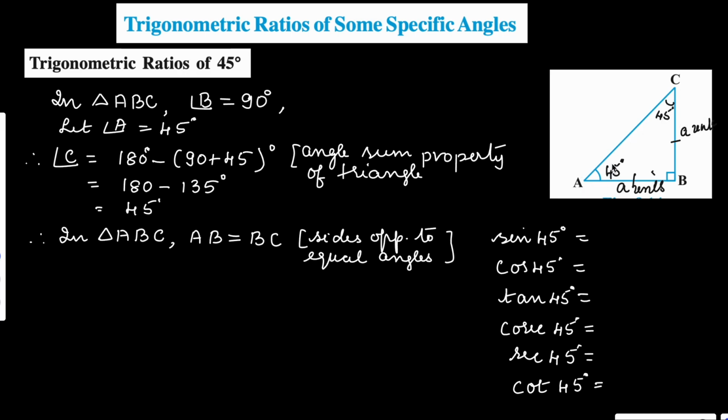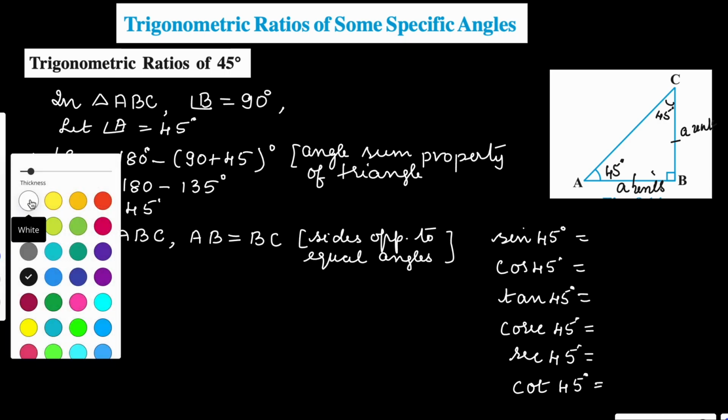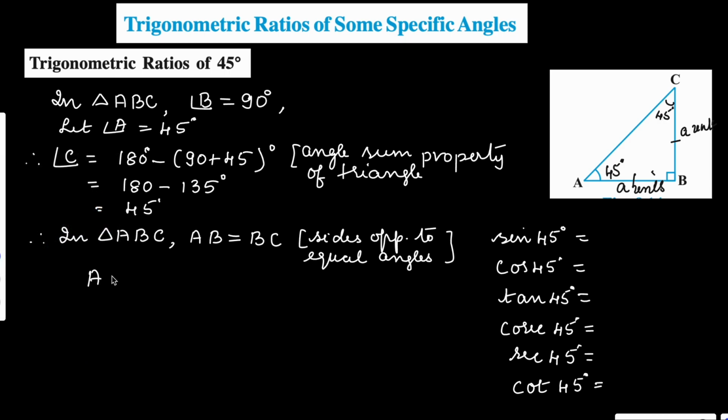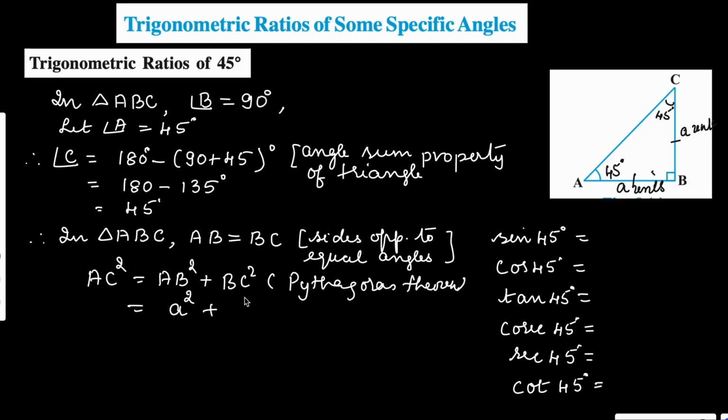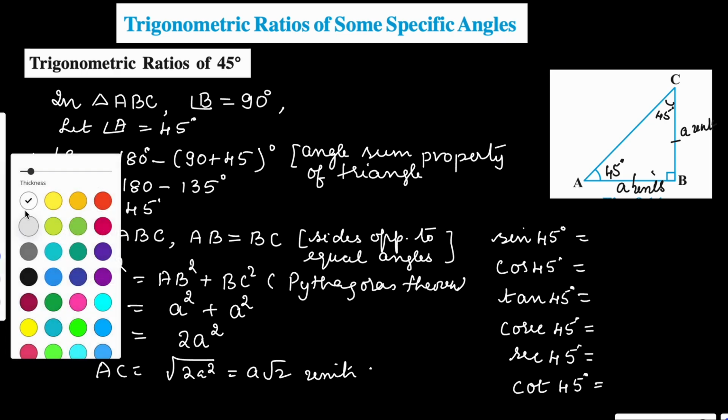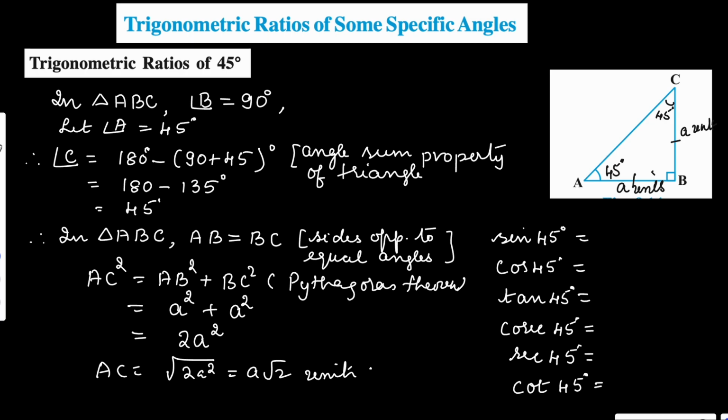we can find what AC is by using the Pythagoras theorem. Now using the Pythagoras theorem, AC square is equal to AB square plus BC square. So AB is A, so A square, plus BC is A, so BC square will become A square. We will get here 2A square. So AC is equal to root of 2A square, that is A into root 2 units. So here AC is A root 2 units.